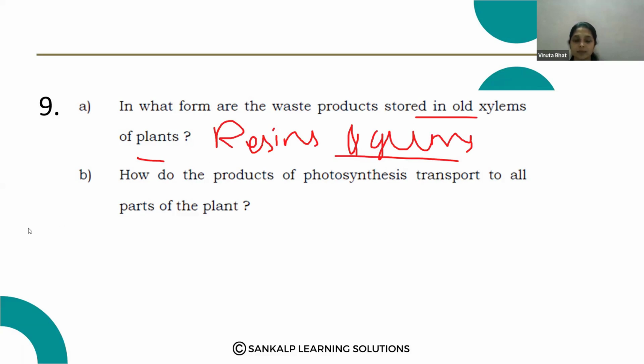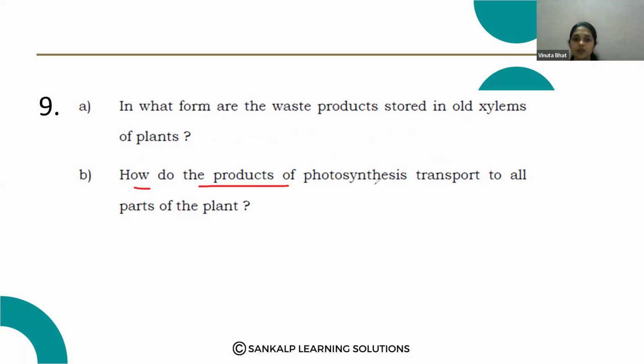Then question number B. How do products of photosynthesis transport to all the parts of the plant? So this question we are discussing in the next question. Okay. So how the phloem tissue transports the product of the photosynthesis, that is food materials, that we have to explain. This is a repeatedly asked question, how do the products of photosynthesis transport to all the parts of the plant? That is one of the important questions.